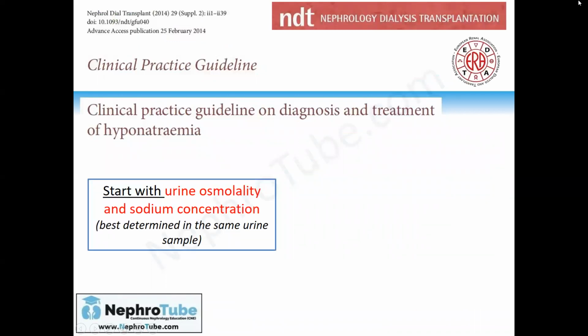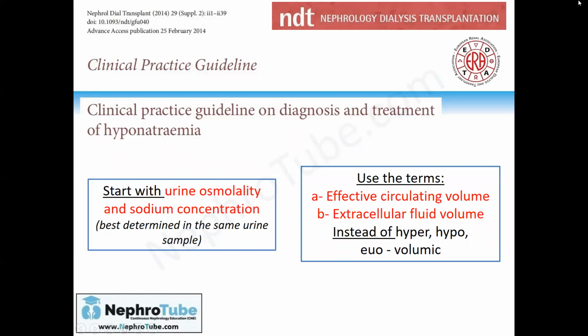So in our approach, which is the easiest and the most practical approach as I think till now, we will use the clinical practice guideline on diagnosis and treatment of hyponatremia that was published in Nephrology, Dialysis and Transplantation in 2014. In the approach that I will show you now, we will start with urine osmolality and sodium concentration, and both are best determined in the same urine. So do both of them at the same time.